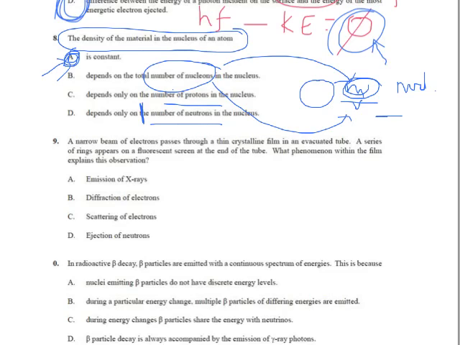Question number 9. A narrow beam of electrons passes through a thin crystalline film in an evacuated tube. A series of rings appear on a fluorescent screen at the end of the tube. What phenomenon within this film explains the observation? Well, we've gone through this, and it's the diffraction of electrons. This is one of the groundbreaking experiments that we looked at just before we started talking about de Broglie, the de Broglie formula.